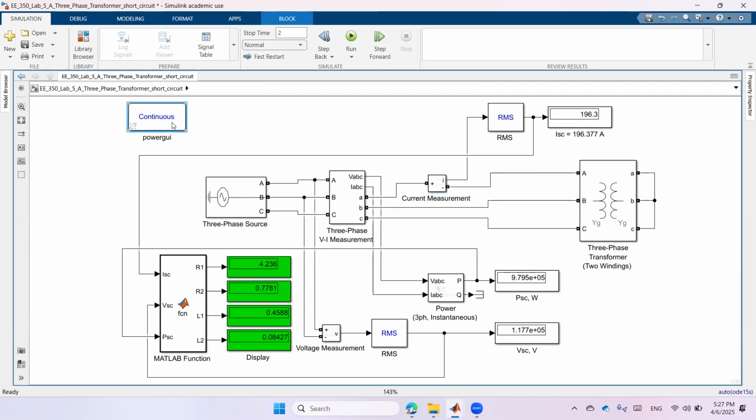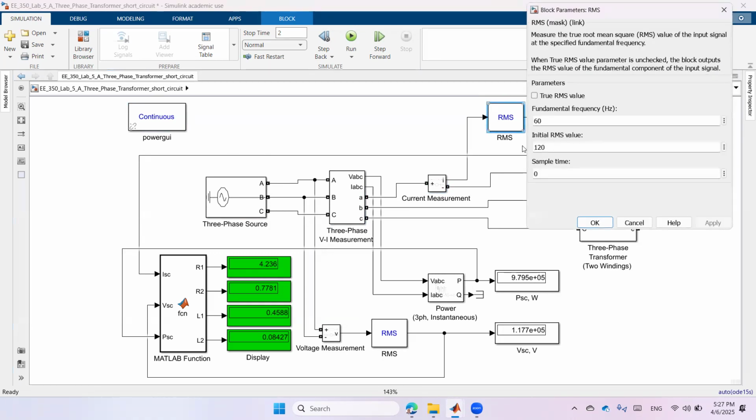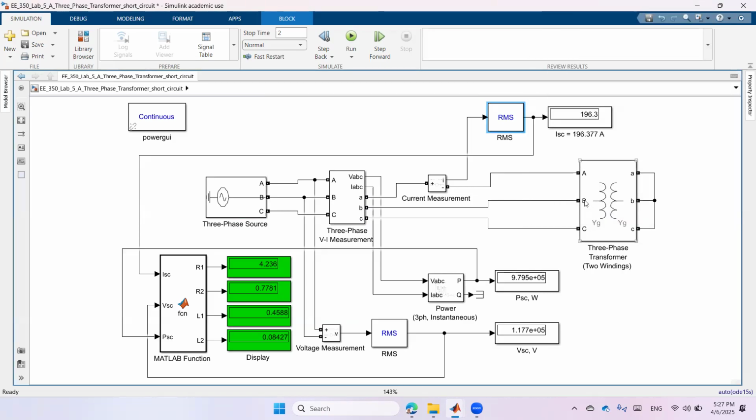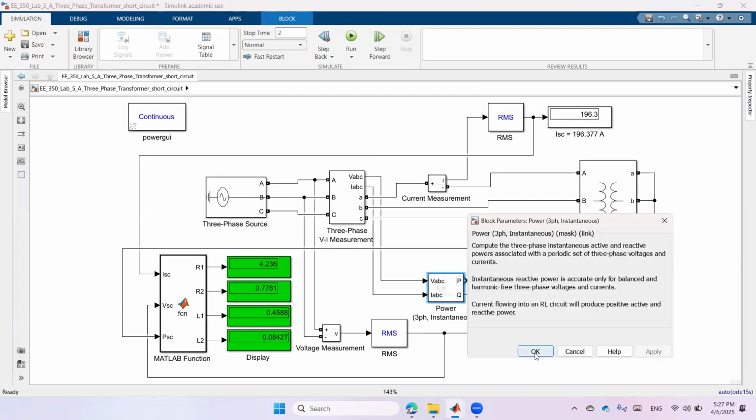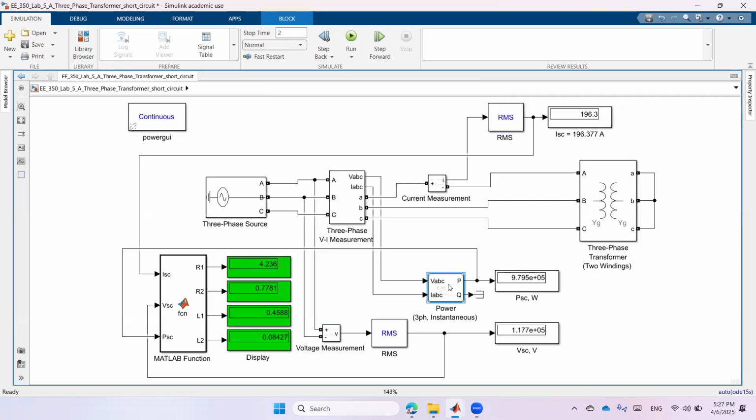Since we are solving in continuous mode of modeling and simulation, you need to have an RMS block. The RMS block by default is at 60 hertz, so you don't need to change anything. Then you connect it to a display in order to see whatever number you want to see. To measure the power, you select a block which is power three-phase instantaneous. It has nothing to set inside it, so everything is set already.